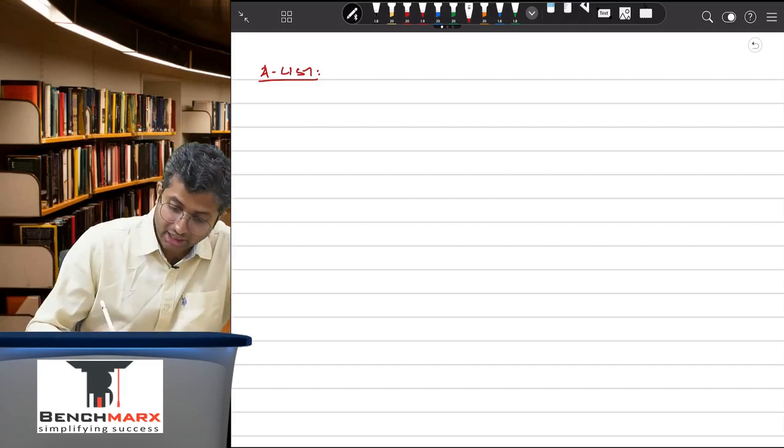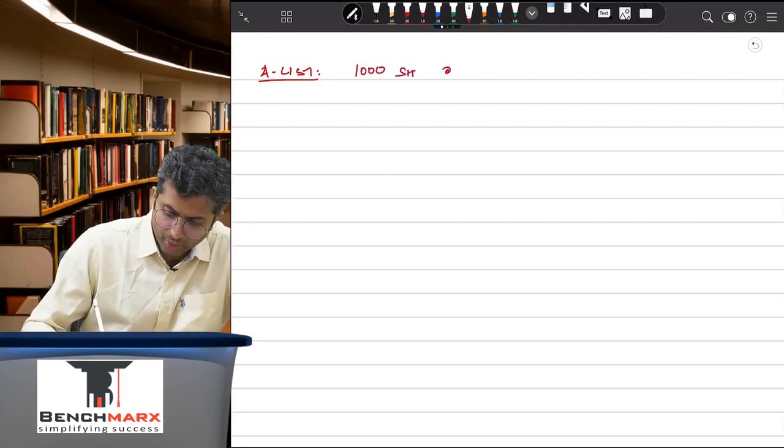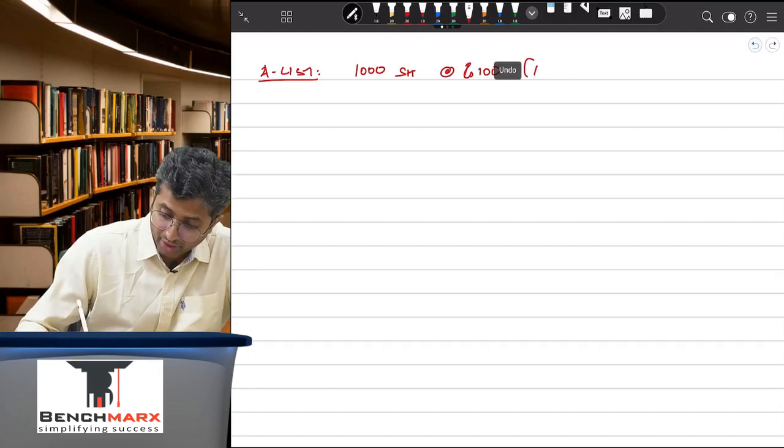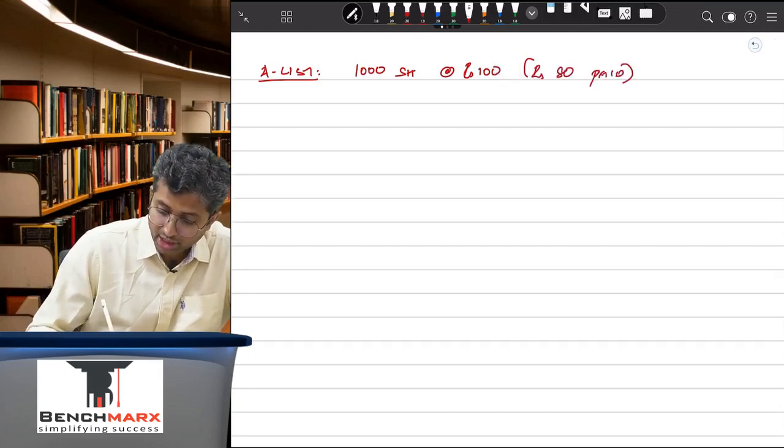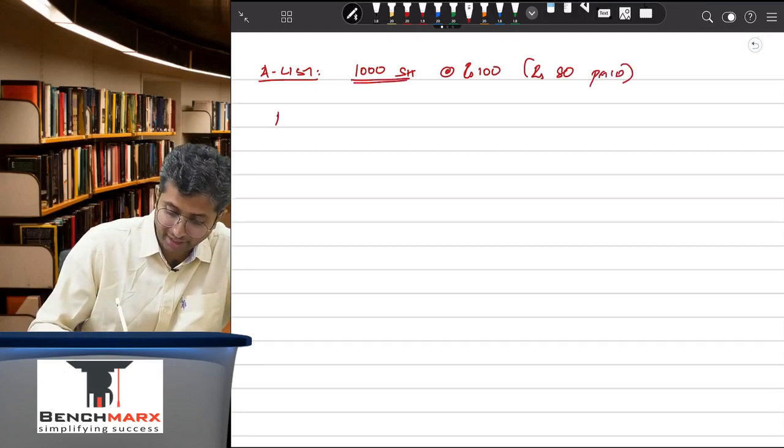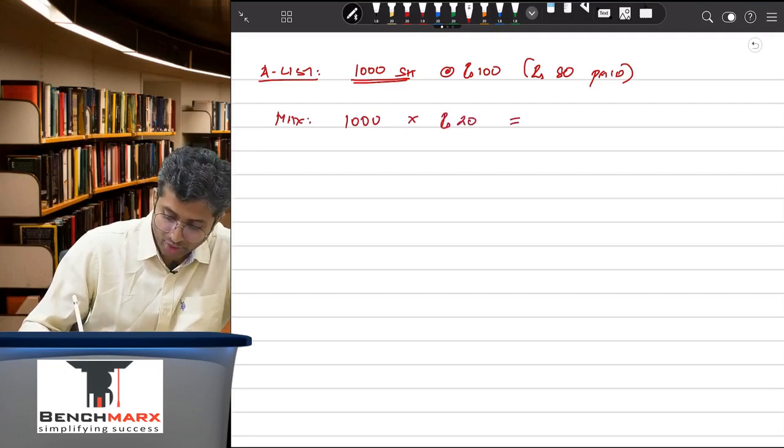So if there are, for example, 1000 shares at the rate of rupees 100, however, out of this 100, only rupees 80 is paid, which means we can actually go to these 1000 shareholders, and the maximum the liquidator can recover is 1000 into rupees 20, the unpaid amount, that is 20,000 rupees.